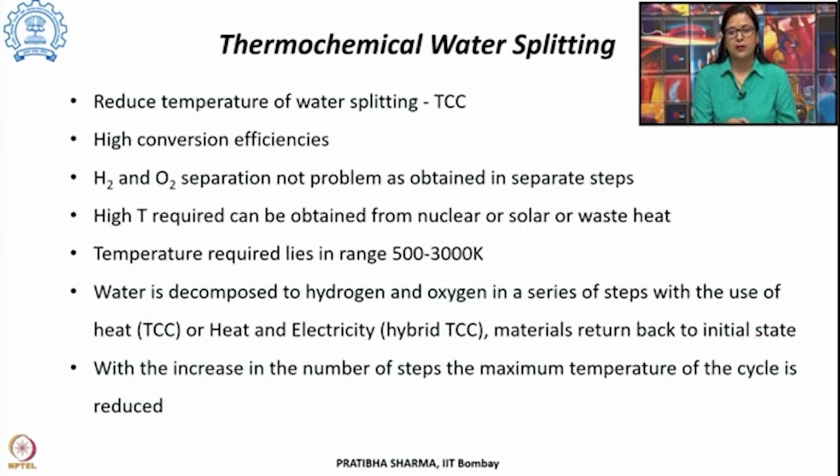It is also observed that as the number of steps in the thermochemical cycle increases, the step having the maximum temperature, that maximum temperature also reduces. So, with the increase in the number of steps in the thermochemical cycle, the maximum temperature of the cycle reduces.